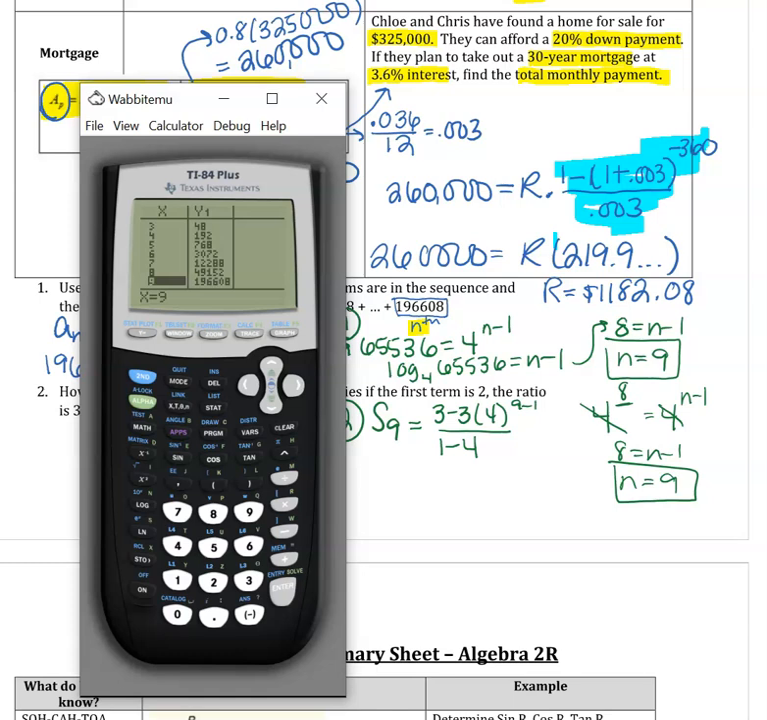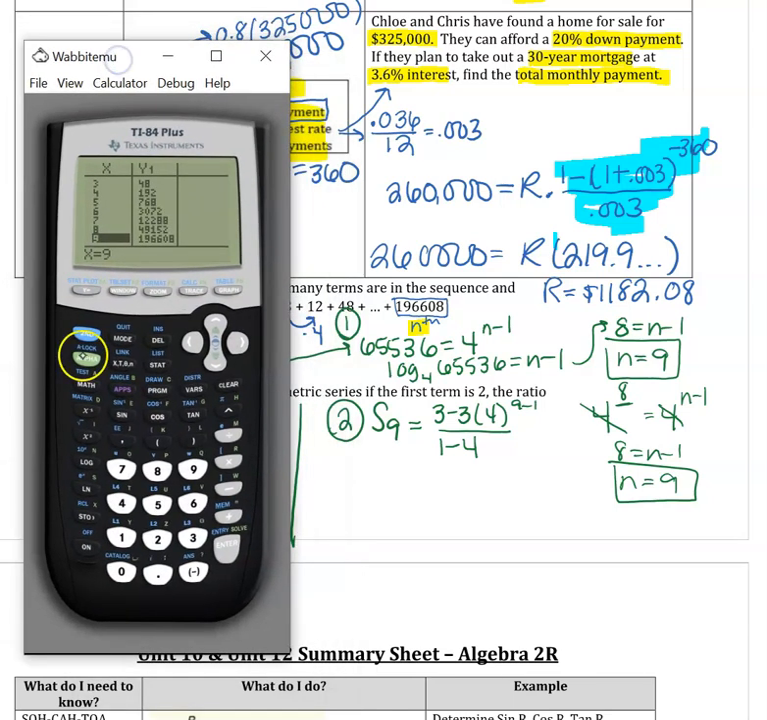And then I go to my calculator. So, second quit, alpha y equals, okay, 3 minus 3 times 4 raised to the 9 minus 1, which is 8, all over, and then I'll just simplify in my head, negative 3. And it looks like our sum ends up being 65535.